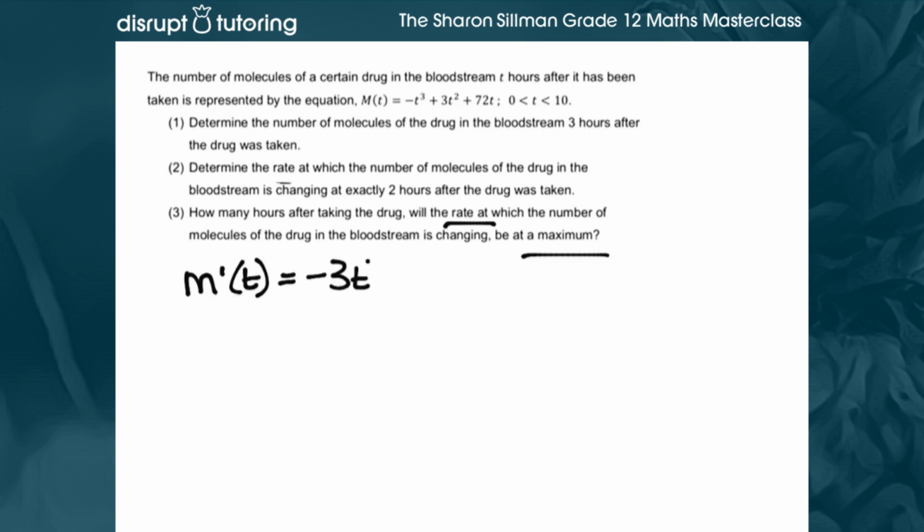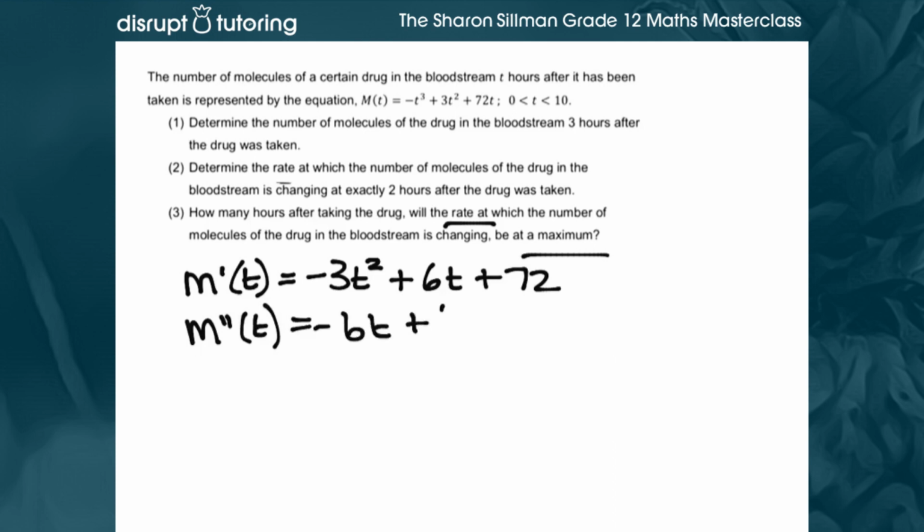So let's go back to the rate. This is what we found in the previous question for rate. And we want to find the maximum of that. So therefore, we need to find the second derivative because we are looking for the maximum of the rate. I'm going to make that equal to 0. Add 6t to both sides, divide both sides, and the answer is 1. So the rate, in other words the speed at which these molecules are going through the bloodstream, will be at its maximum after 1 hour.